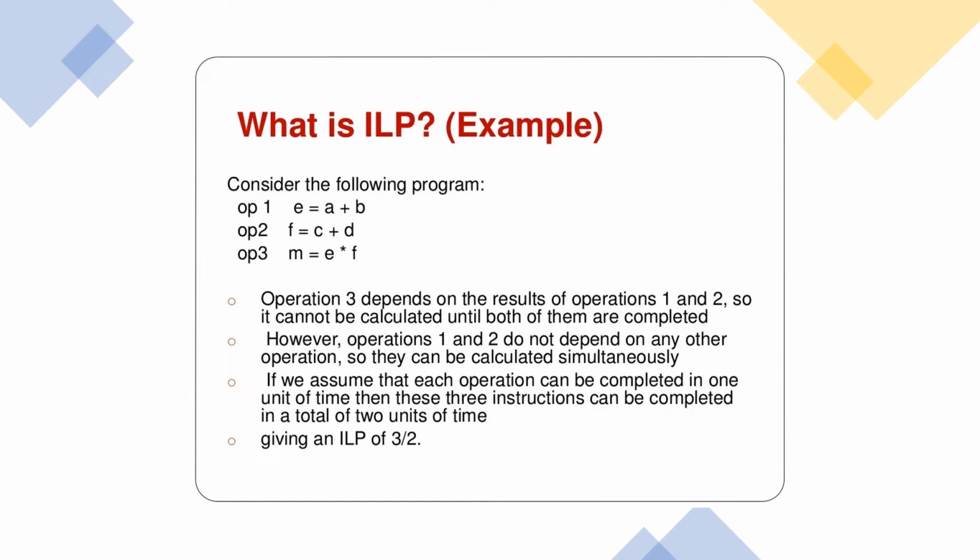Okay. Here is an example of ILP. Consider the following program: operation 1, E equal to A plus B; operation 2, F equal to C plus D; operation 3, M equal to C multiply F. Operation 3 depends on the results of operations 1 and 2, so it cannot be calculated until both of them are complete. However, operations 1 and 2 do not depend on any other operation, so they can be calculated simultaneously. If we assume that each operation can be completed in 1 unit of time, then these three instructions can be completed in a total of 2 units of time, giving an ILP of 3 by 2. Next slide.